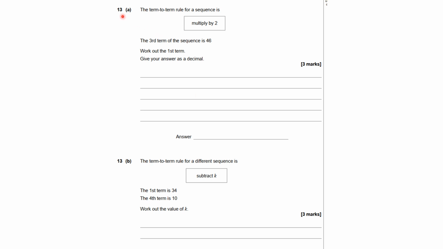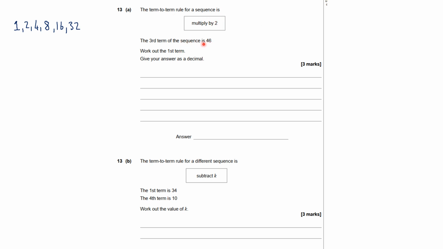So next question, question 13. The term-to-term rule for a sequence is multiply by 2. What term-to-term means is it's how you get from one number to the other. So if I say term-to-term is multiply by 2, and the first number is 1, then to get the second number, we times that by 2, then it'd be 4, then it'd be 8, then it'd be 16, then it'd be 32, etc. Term to term means every single term, like what do you do to it? So in this case, we are multiplying it by 2.